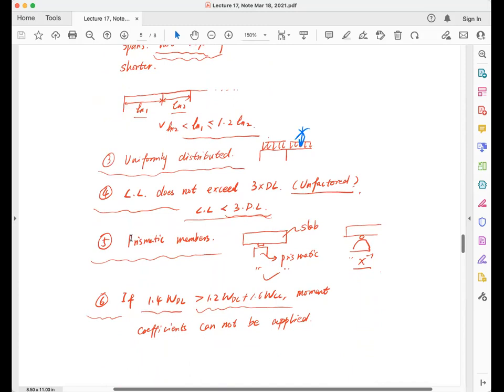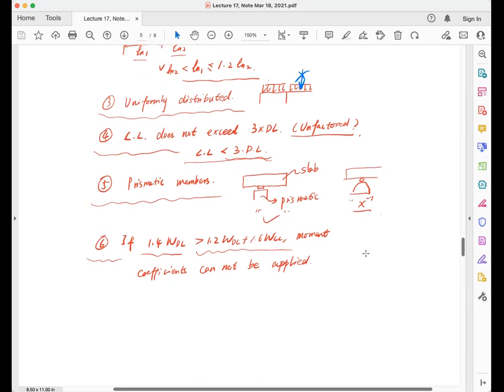All right. Number five, prismatic members. Everything has to be prismatic. Okay. You have a square column, or you have a rectangular section of the column, a rectangular section of the slab. Everything has to be rectangular, right? Why? Because all this was actually calculated based on the torsion resistance of the rectangular section. If you have a circular section, you cannot use this.